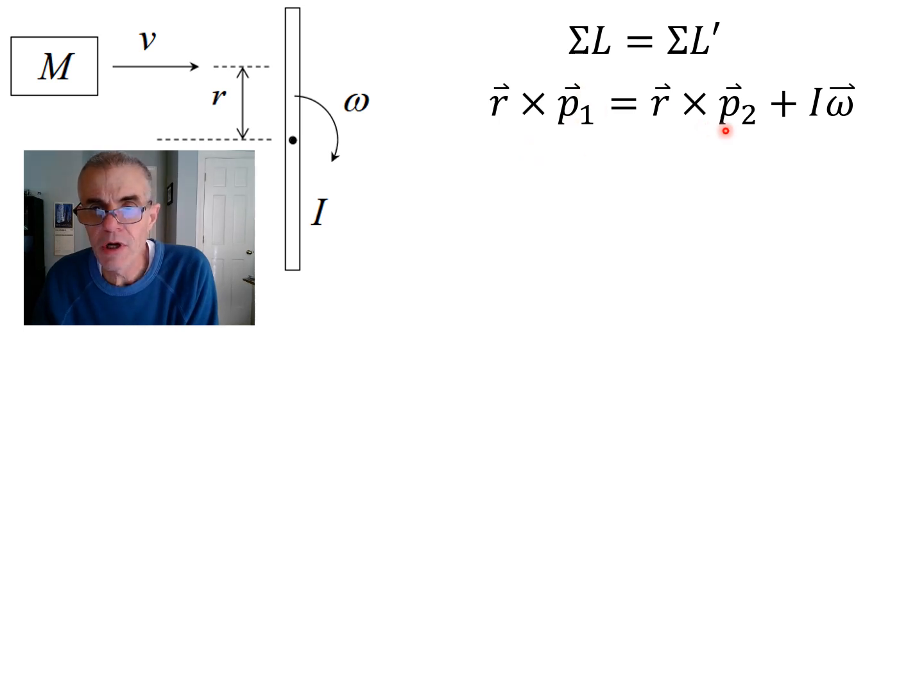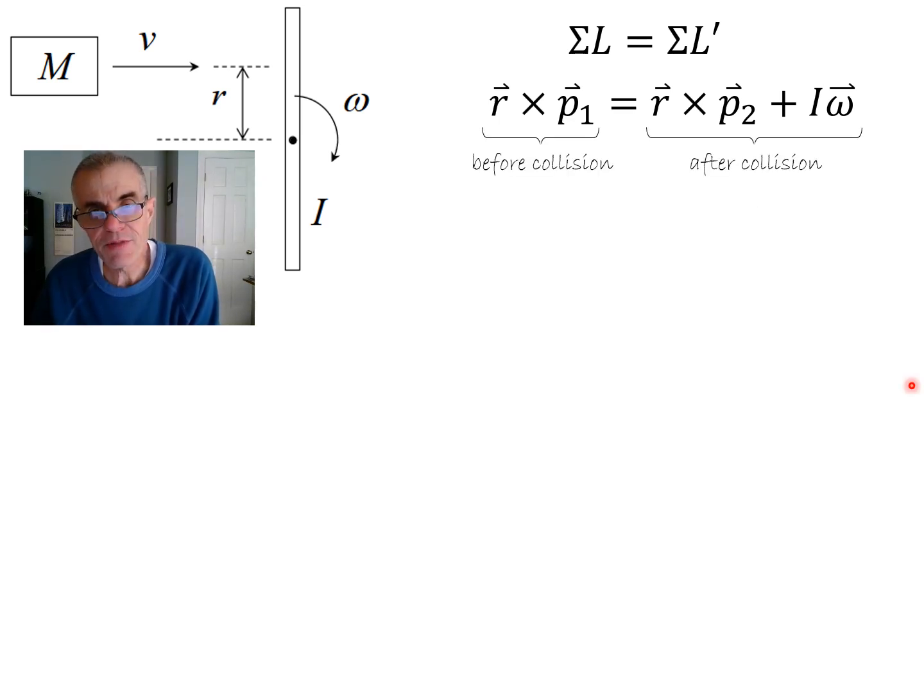P1 and P2, the way I'm setting this up, I'm just letting that represent the momentum before and the momentum after. You could call it P and P prime if you wanted to. Doesn't really matter, but I just chose P1 and P2. But then we can make some substitutions for these values.